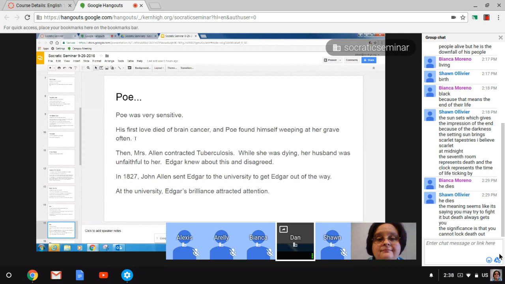Then Mrs. Allen, his foster mother, contracted tuberculosis. And while she was dying, her husband was being unfaithful to her, and Edgar knew about this, confronted him, and they disagreed. In 1827, John Allen sent Edgar to the university to get Edgar out of the way because he didn't like the fact that Edgar had a conscience. And so at the university, Edgar's brilliance attracted lots of attention.